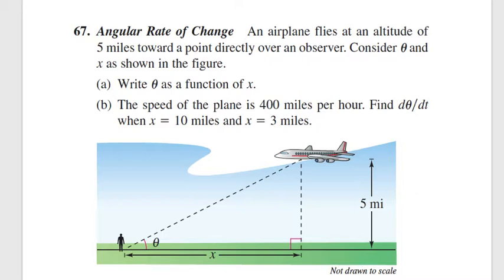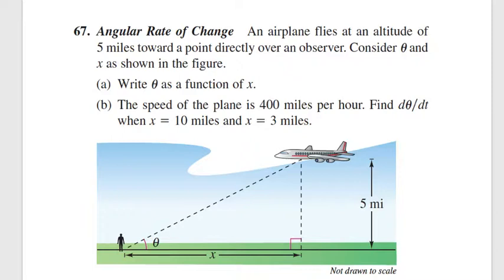Exercise 67 is an example of an exercise where we will have to find rates of change. This is going to be among the most difficult concepts and problems in the entire year. The next section is also about that. So, 67, angular rate of change.